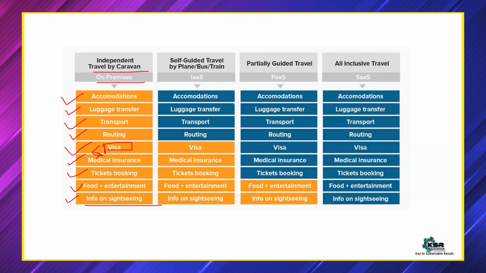Whereas if you use any of these services, assume that you're using a bus, train or plane, here it is vice versa. You'll get a certain idea. You are getting infrastructure here. You are getting a plane as infrastructure, a bus as infrastructure, a train as infrastructure, where accommodation, luggage transfer, transport, and routing are all taken care of by these services. Only the rest you have to take care of. Now, if you take platform as a service, in the case of a platform, food, entertainment and sightseeing are the only things you have to take care of. Now, this is with respect to service. This is travel as a service in cloud.